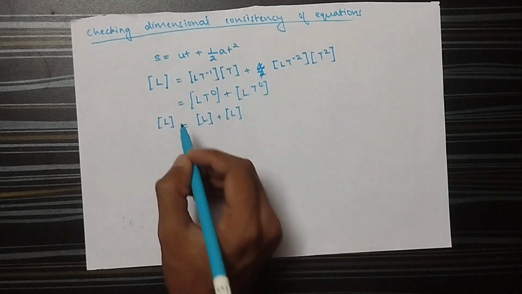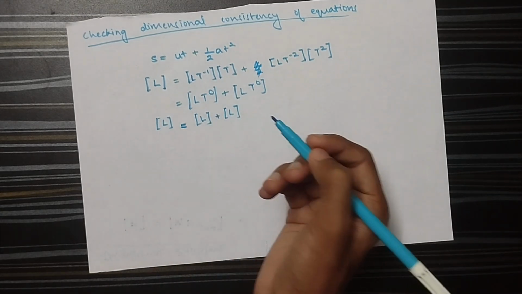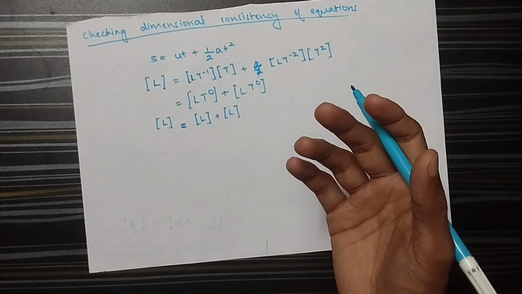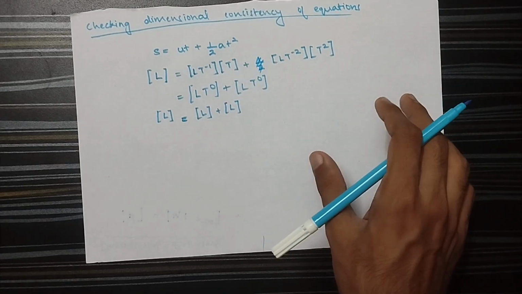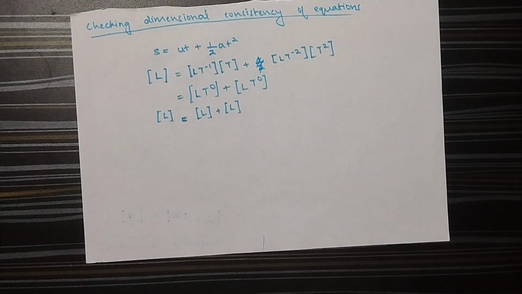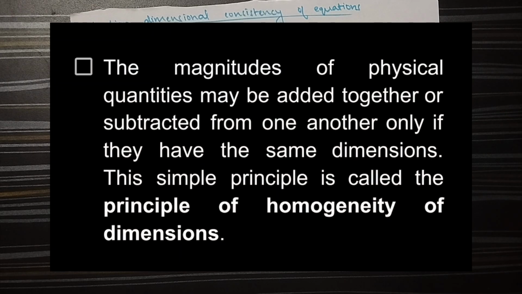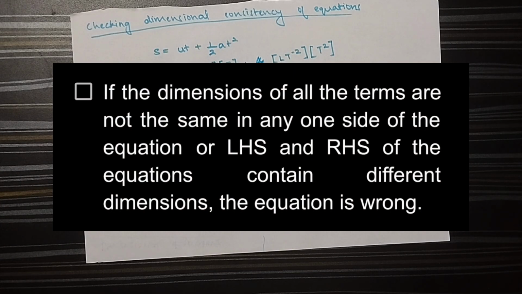So what does this say? We just got L equal to L plus L. This actually states that this equation is correct by the principle of homogeneity of dimensions. I'll read the principle and explain it to you. The magnitudes of physical quantities may be added together or subtracted from another only if they have the same dimensions. This simple principle is called the principle of homogeneity of dimensions. If the dimensions of all the terms are not the same in any one side of the equation, or LHS and RHS of the equation contain different dimensions, the equation is wrong.